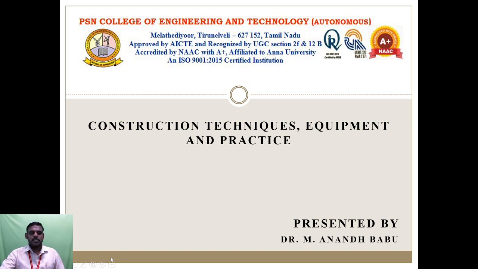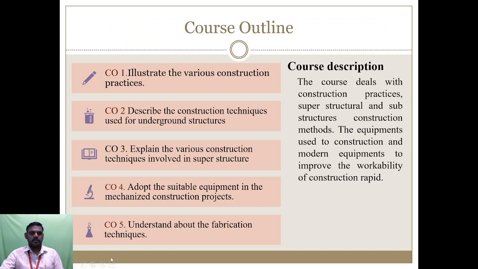I am going to discuss the subject Construction Techniques, Equipment and Practices. In this subject, we have 5 course outcomes and five units. In CO1, we are going to discuss the various construction practices. The course deals with construction practices, superstructure and substructure, construction methods, equipment used in construction, and modern equipment to improve the workability of construction.